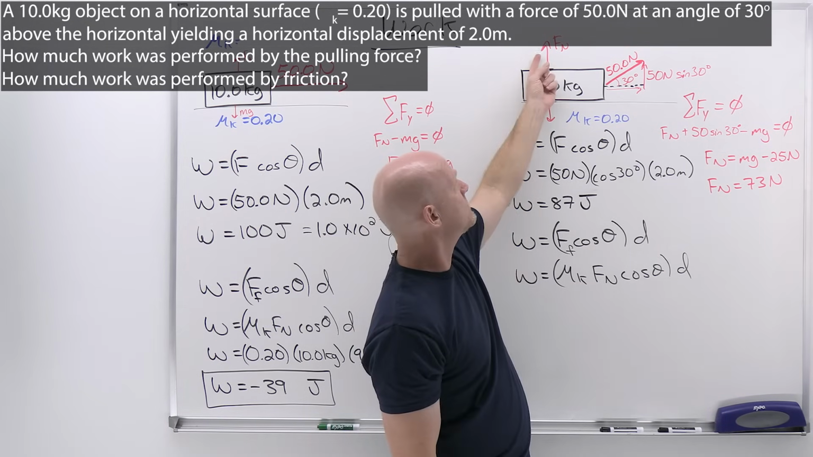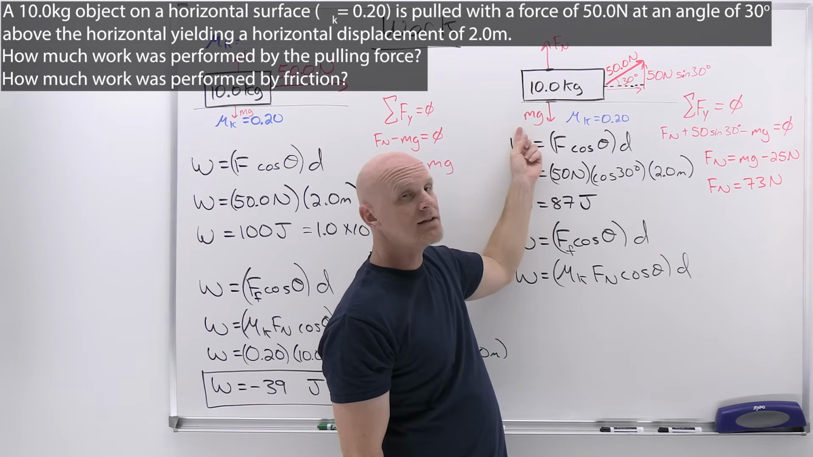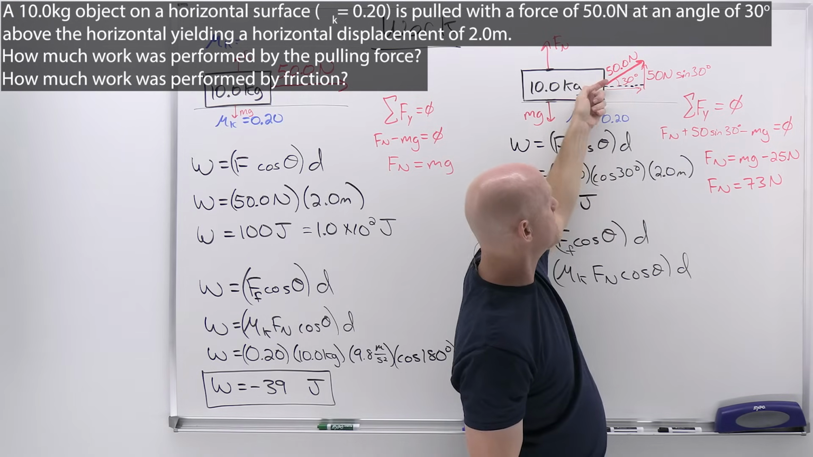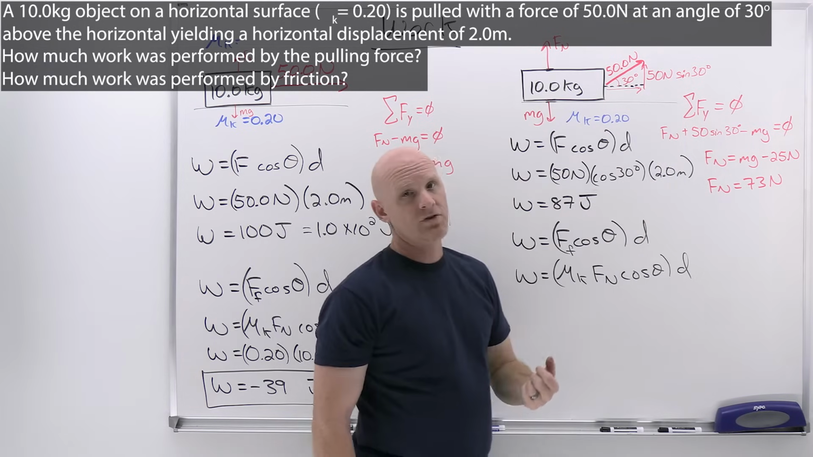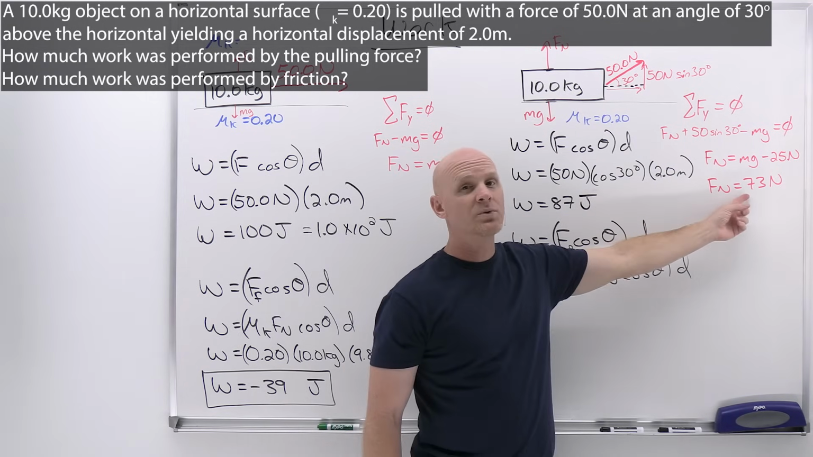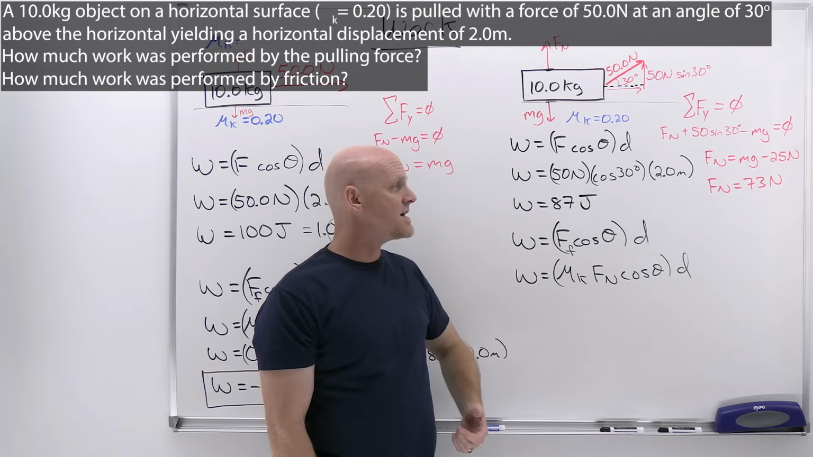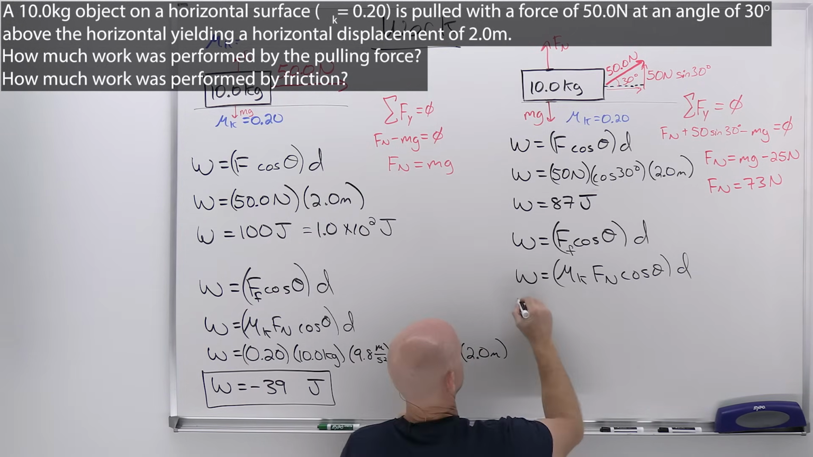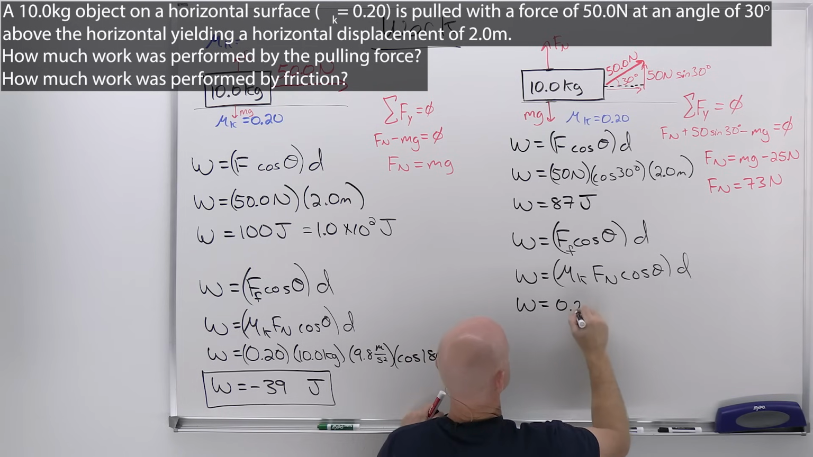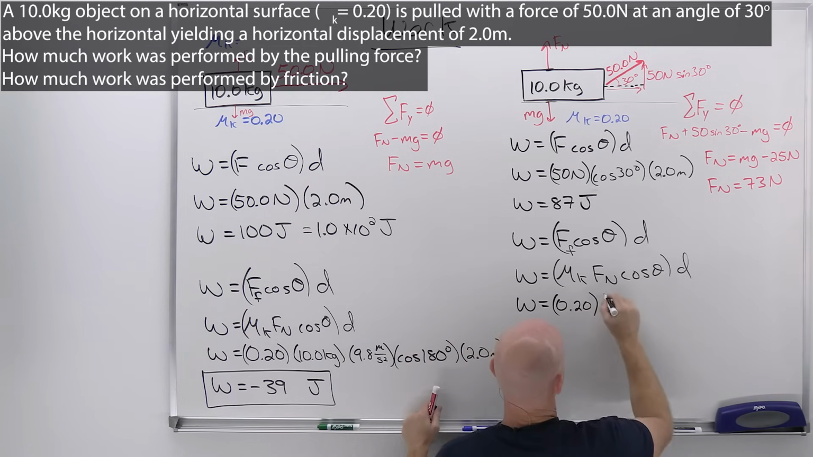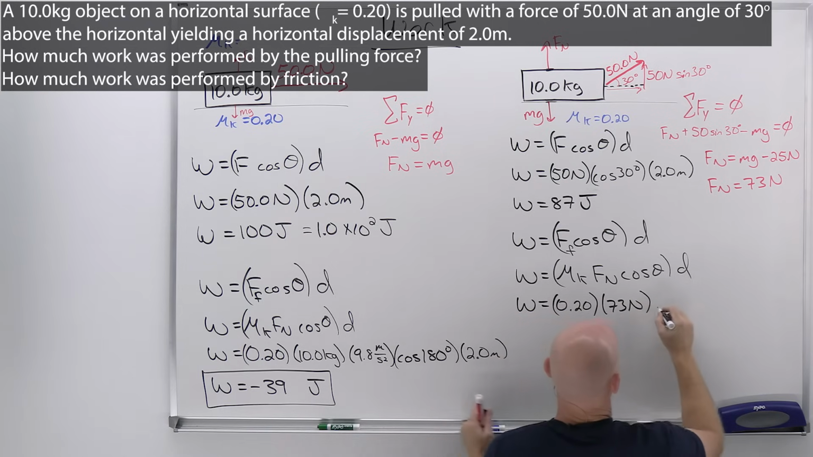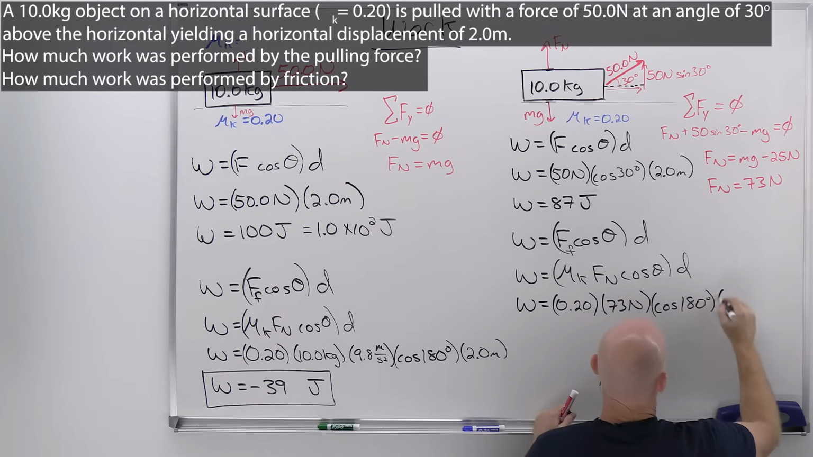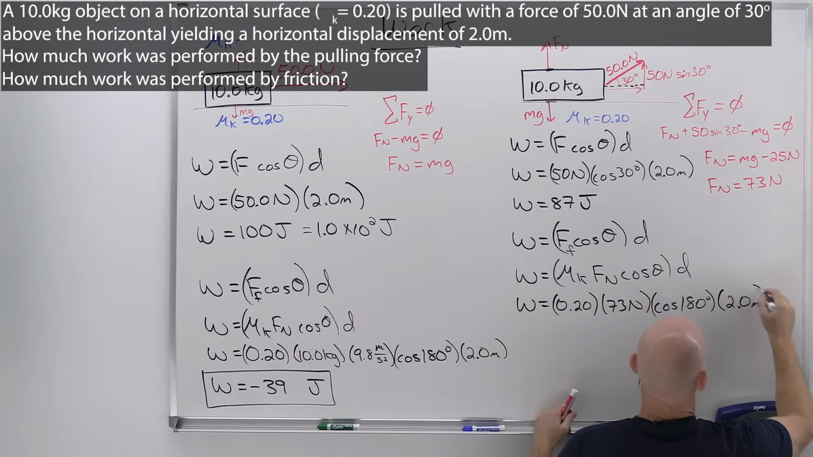Whereas here, the normal force doesn't have to balance all of the mg by itself, so to speak, because it's getting a little help from this 25 newtons of the component of the force that's pulling upward. And so the normal force only has to balance the remaining 73 newtons instead. So there's less of a contact force, and there's going to be less friction as a result as well. All right, so that coefficient of kinetic friction is still 0.2. So our normal force is now just 73 newtons times, again, cosine of 180 degrees. They're in opposite directions. This will make work negative, and times that displacement of 2.0 meters.